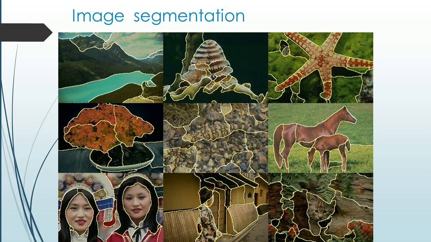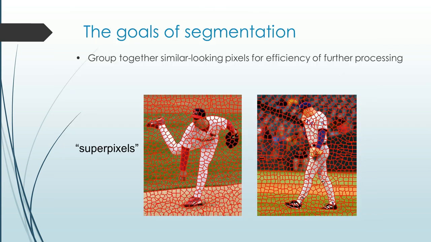So this is an image about segmentation. As you can see here, there are different pictures, and the pictures have some segments or some parts of the image that have been split into different parts depending on the different similarities or properties. Okay, so this is an example of image segmentation, and basically the goal of segmentation is to group together similar looking pixels or properties of the image.